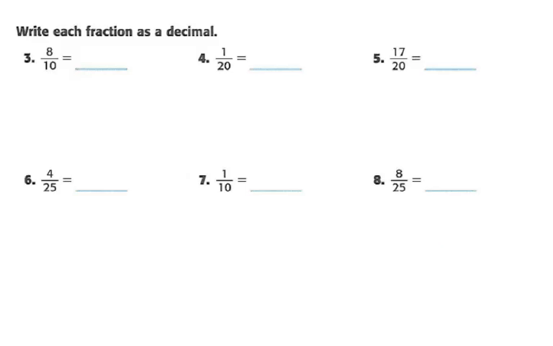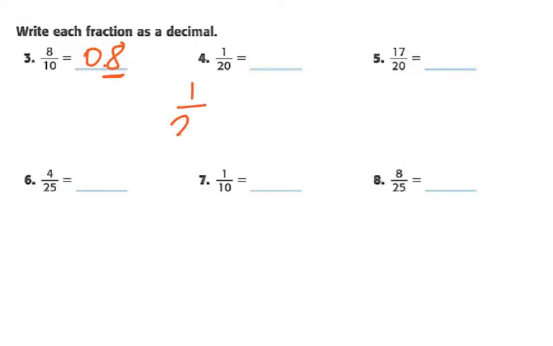Okay, in this next section, we just have the fractions. We don't have the grids. So we're going to be using equivalent fractions so that we can write each of these fractions as a decimal. Now 8/10 already has a denominator of 10, so I can simply put 0.8 because I know that the place to the right of the decimal point is the tenths place.